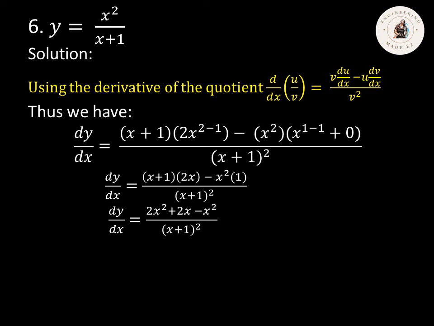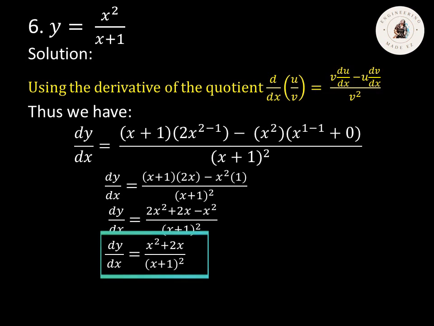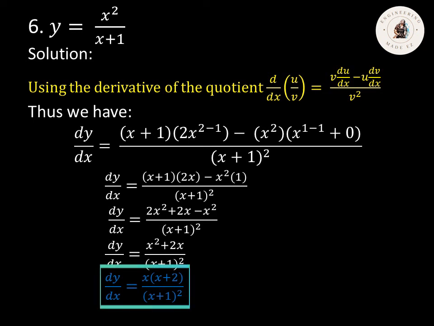Combining the common terms, which is x squared, we have 2x squared minus x squared gives us x squared. Then we will just copy 2x divided by x plus 1 squared. That's why we have our derivative of y with respect to x, which is equal to x squared plus 2x over x plus 1 squared. As you can see, there is a common factor in the numerator, which is x, so we can factor it out. That's why our final answer for the derivative of y with respect to x is equal to x times the quantity x plus 2 over x plus 1 squared.